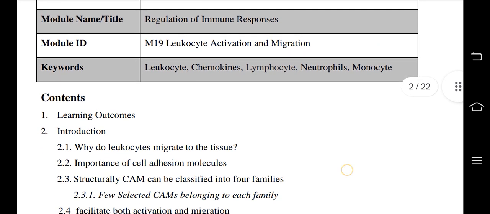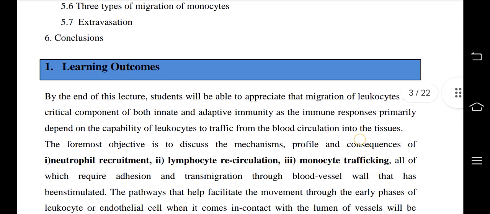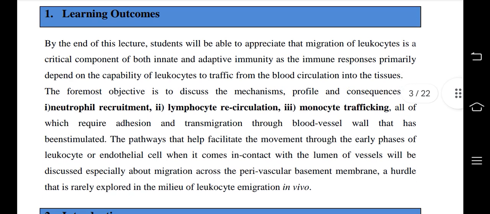Leukocyte activation and migration. By the end of this chapter, students will be able to appreciate that migration of leukocytes is a critical component of both innate and adaptive immunity, as the immune responses primarily depend on the capability of leukocytes to traffic from the blood circulation into the tissues.